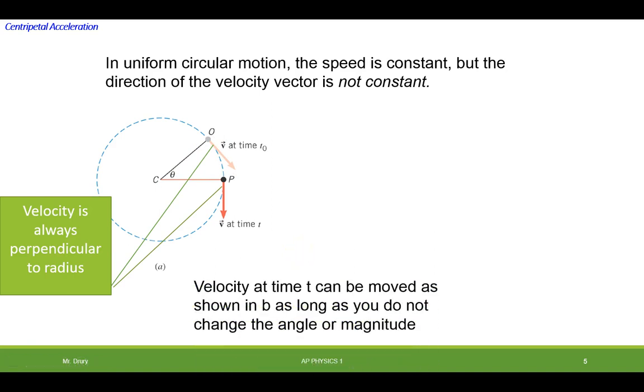The velocity at time t can be moved, as shown in this next diagram, as long as we don't change the angle or the magnitude. So what I did is I took this here and I just moved it all the way up here. Now you might be thinking, why did I do that? The reason I did it is I'm deriving an equation for centripetal acceleration, which we'll get to in a moment.